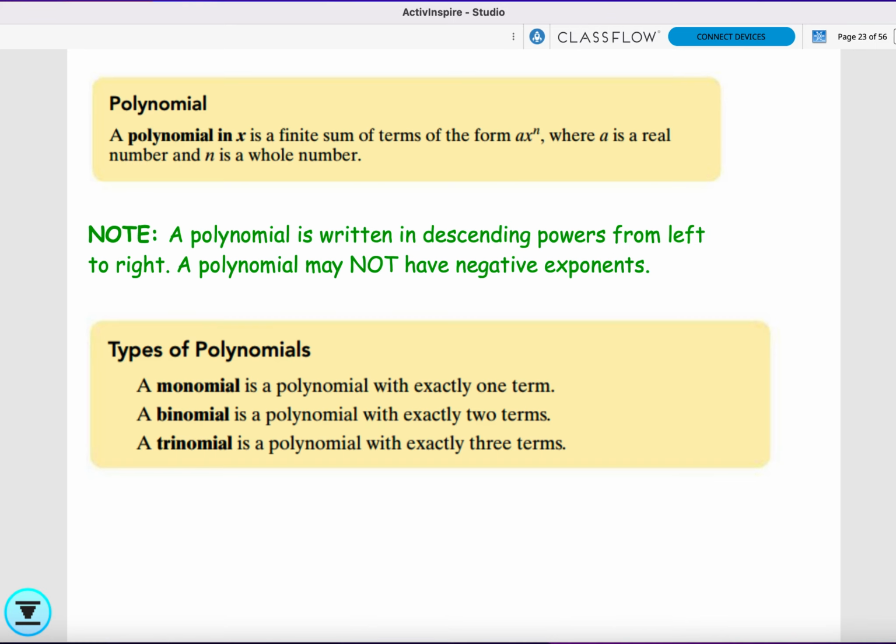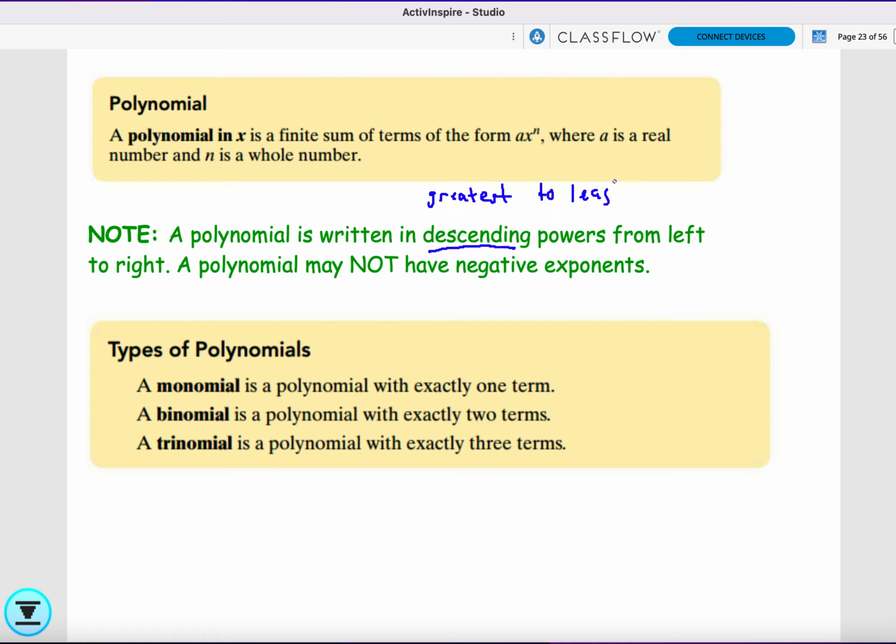All right, polynomial. So a polynomial in x is a finite sum of the terms of the form ax to the n, where a is a number and n is a whole number. A polynomial is written in descending powers from left to right. A polynomial may not have negative exponents. So in a polynomial, the highest exponent goes first, from left to right. So descending means from greatest to least.